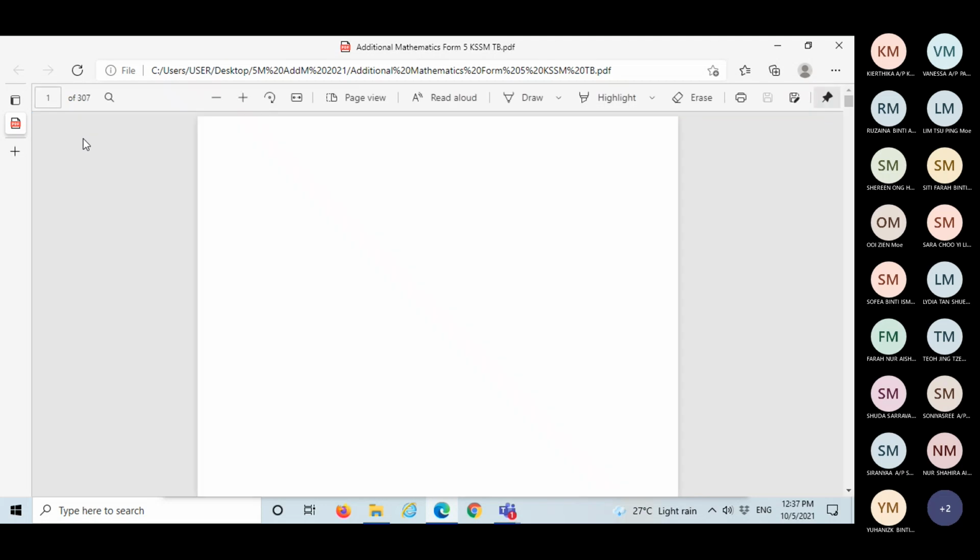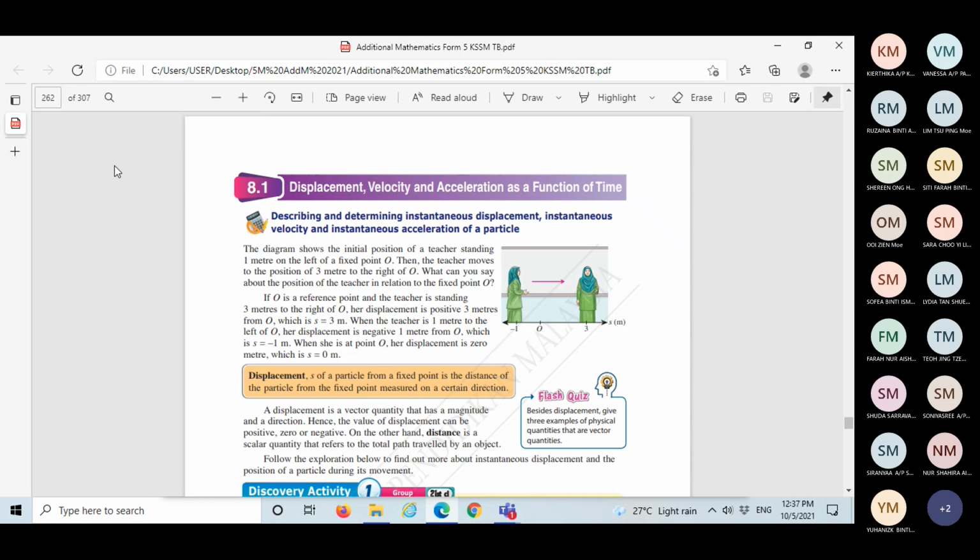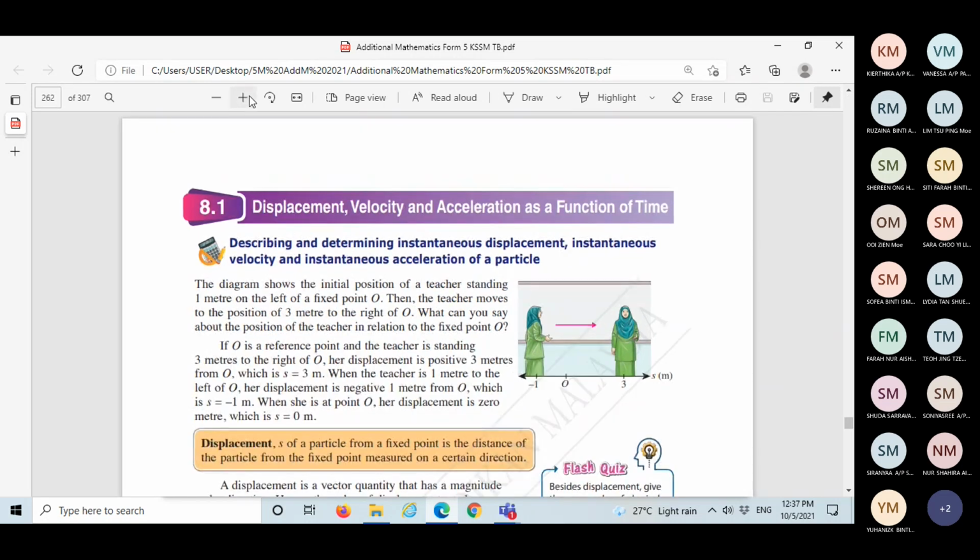Okay, you have your textbook, page 252. Can you see the textbook, right? Okay, so now you see I write very slow and my writing is very ugly. Okay, the index for today, today is the 5th: displacement, velocity, and acceleration as a function of time.